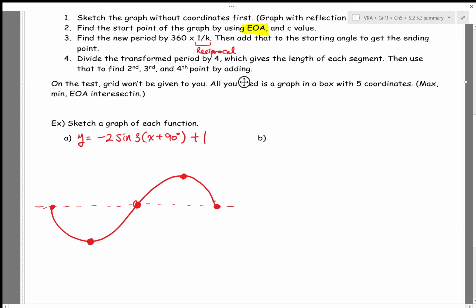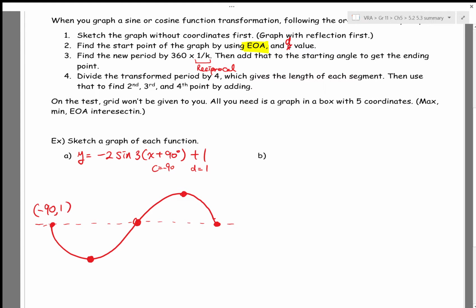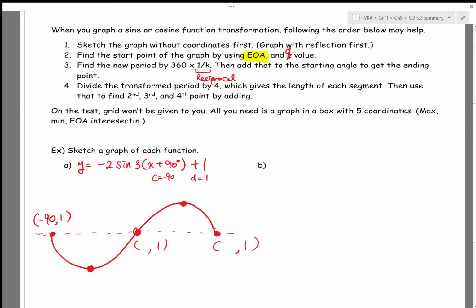So we know the first angle should be -90 because that's what C is. C is -90, which means my graph has shifted to the left by 90 degrees, so it starts from -90, okay? And then our midpoint, or the equation of the axes, is the D value. So here it should be at 1. All the middle values should have a y value of 1, okay?